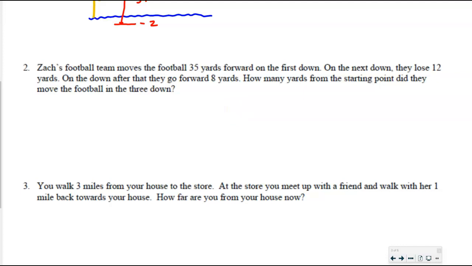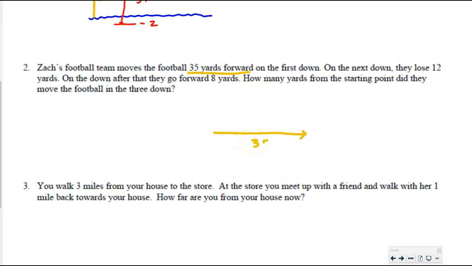Zach's football team moves the football 35 yards forward on the first down. I know nothing about football. I do, actually. But I know that 35 yards forward means I'm probably going to be moving, I don't know, in the positive direction forward. What do you guys think?